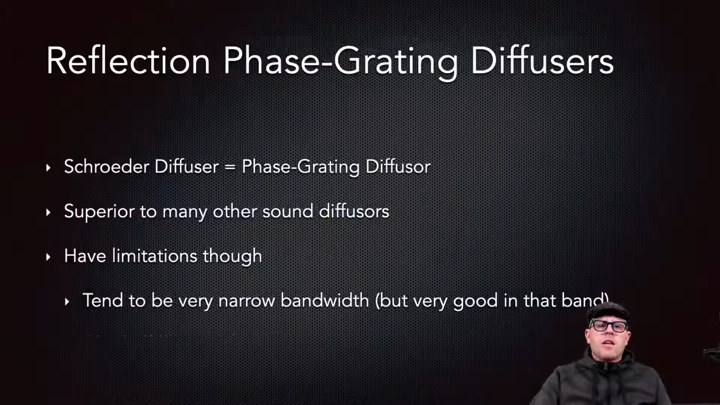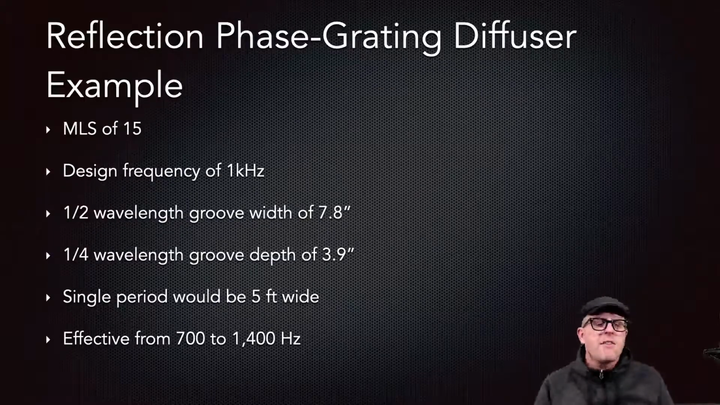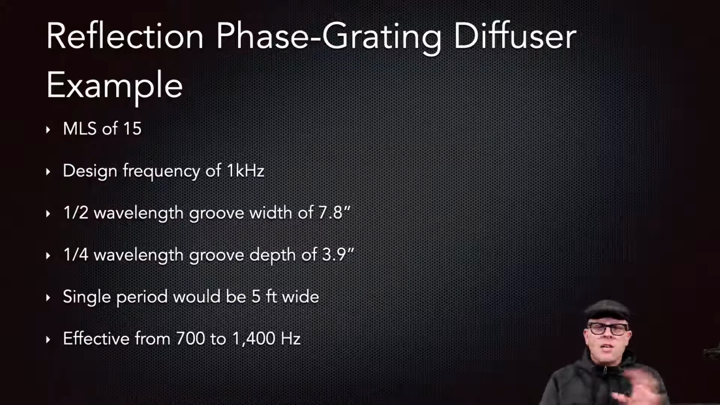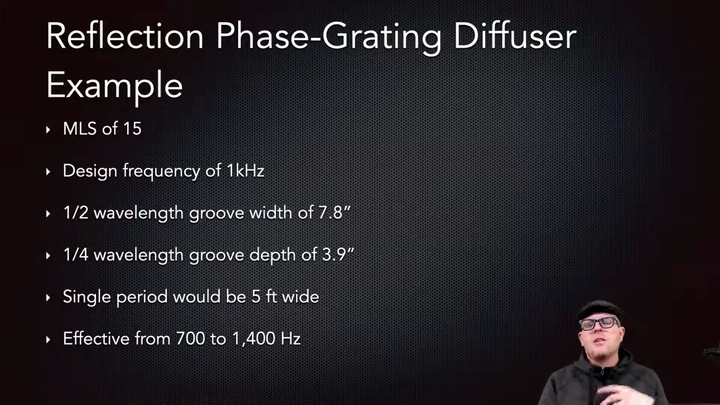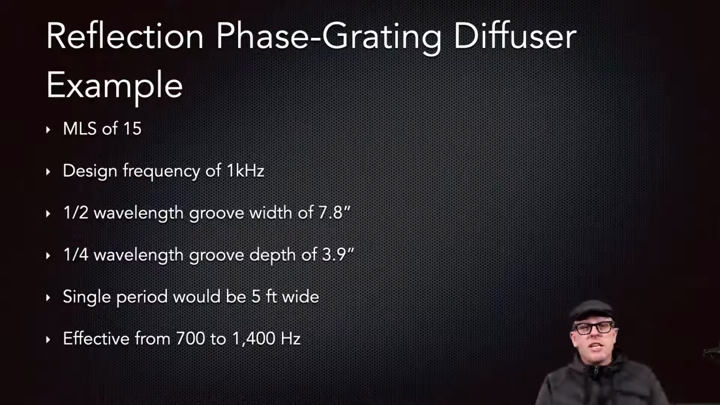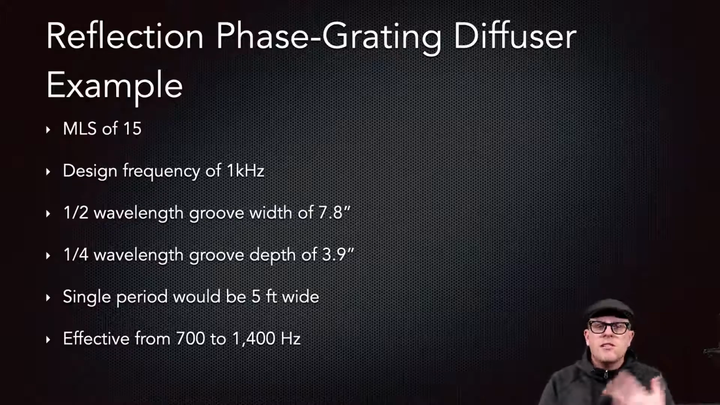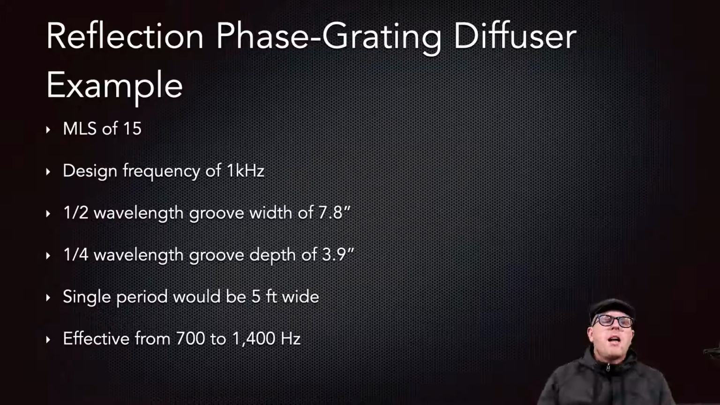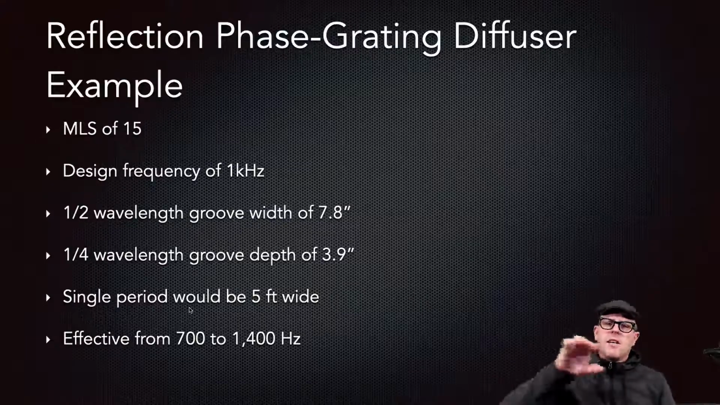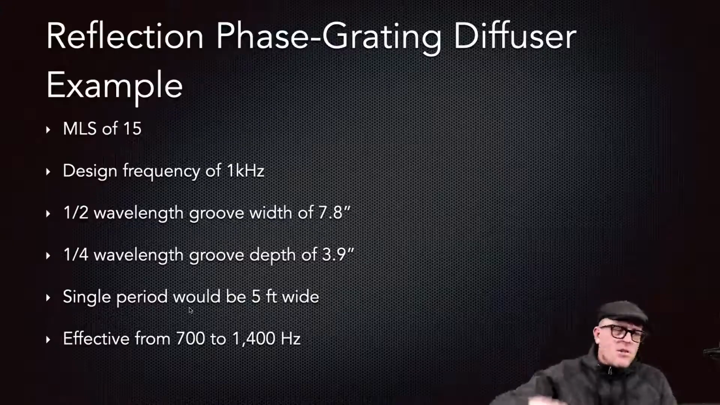So as an example here, this is the example I just gave. It's an MLS of 15. That's math that I'm not going to go into, I don't understand it. It's called maximum length sequence, the pseudo-random maximum length sequence stuff. You'll see it show up everywhere, like in Room EQ Wizard every once in a while. But it determines the number of wells and peaks and valleys, so to speak.